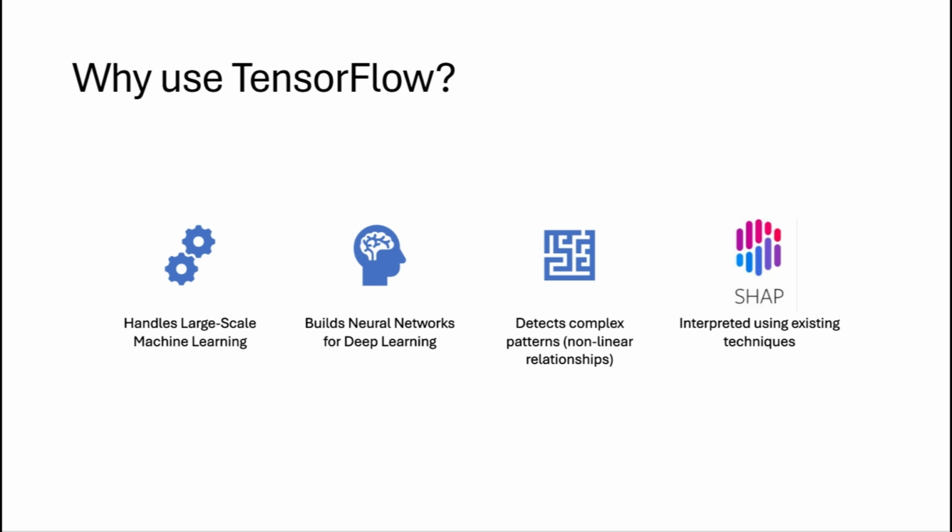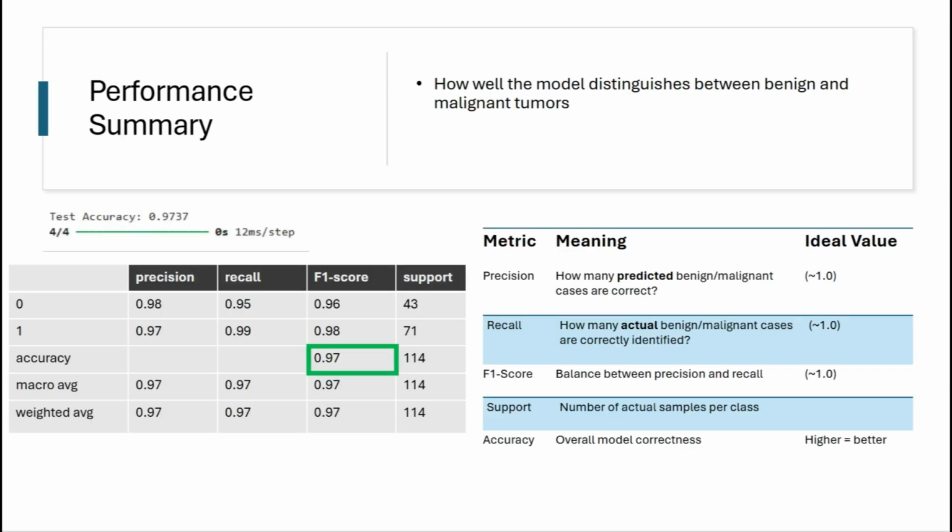Now let's see how well our model distinguishes between benign and malignant tumors. We receive a test accuracy of about 0.97, meaning our model correctly classifies 97% of the cases in the test dataset, which is an indication of strong performance. As you can see, since our values for precision, recall, and overall accuracy are within the range of 95 to 99%, the TensorFlow model performs exceptionally well.